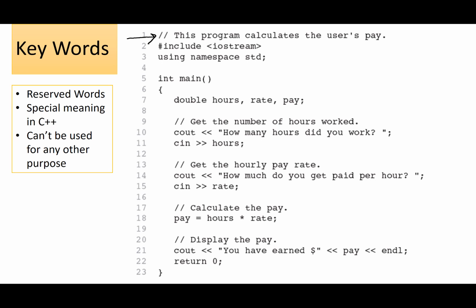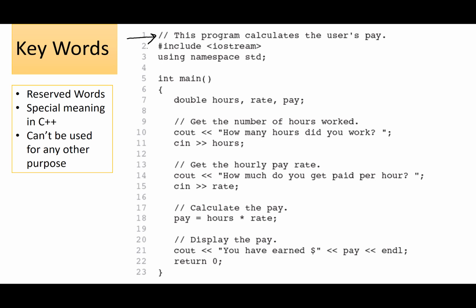So this program, just really briefly, I want to tell you what this program's doing. Don't worry too much about the details of the program right now because we're going to get to that. But just so you know really briefly what this program is doing, first of all, we look at the comment at the top. It says, this program calculates the user's pay. Okay, so we know that's what the program's doing.